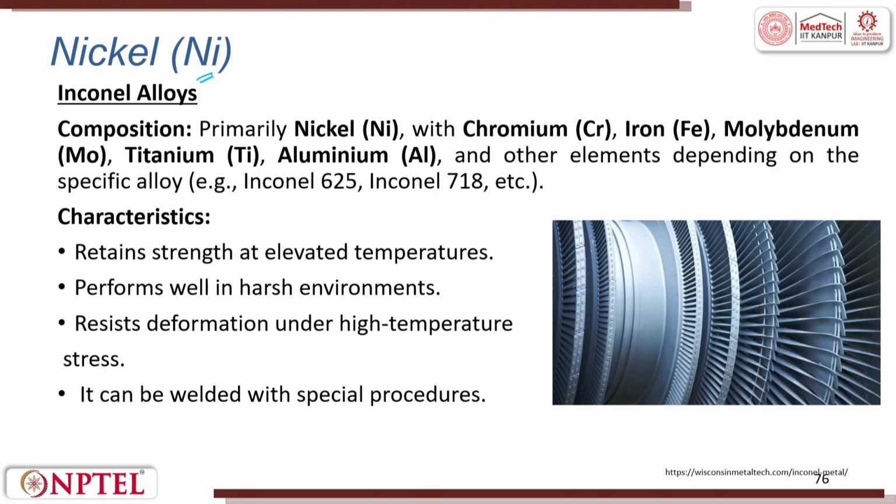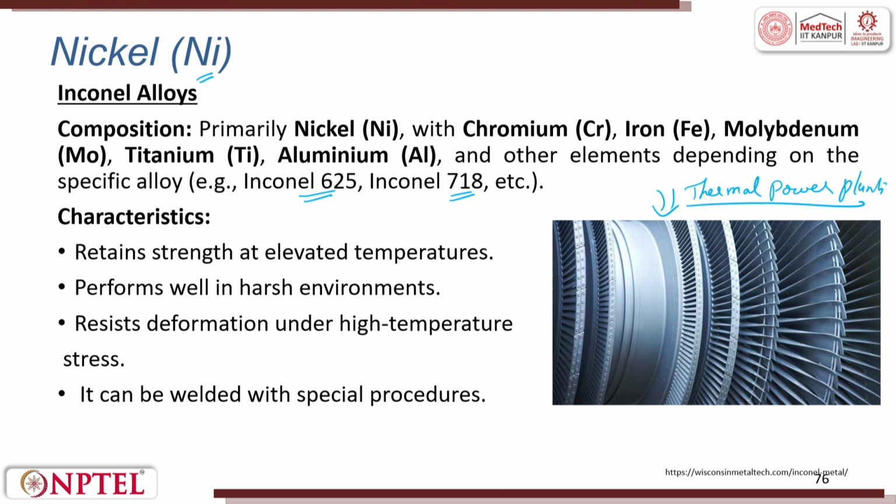The other important application of nickel is going to be Inconel. Inconel has primarily nickel with chromium, iron and molybdenum, titanium, aluminium and other elements depending upon the specific alloy. Inconel 625, Inconel 718, these two are used exhaustively in aerospace, in turbine blades, in marine applications. Retains strength at very high elevated temperatures. For example, in thermal power plants or in turbines, wherever there is a gas turbine, in all these places they use Inconel exhaustively.